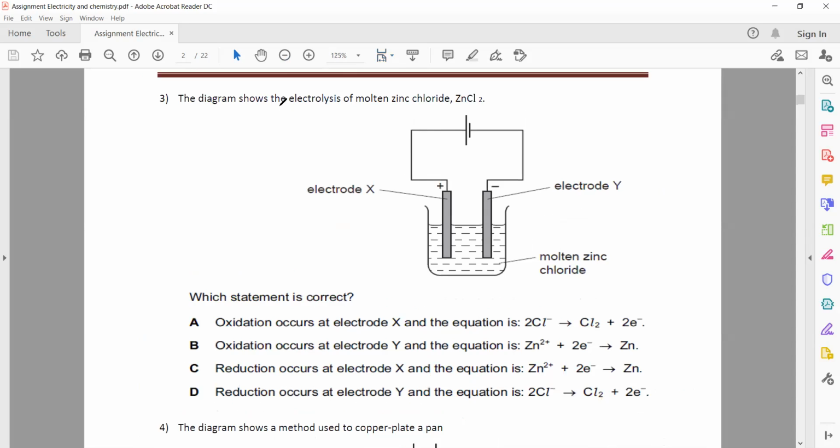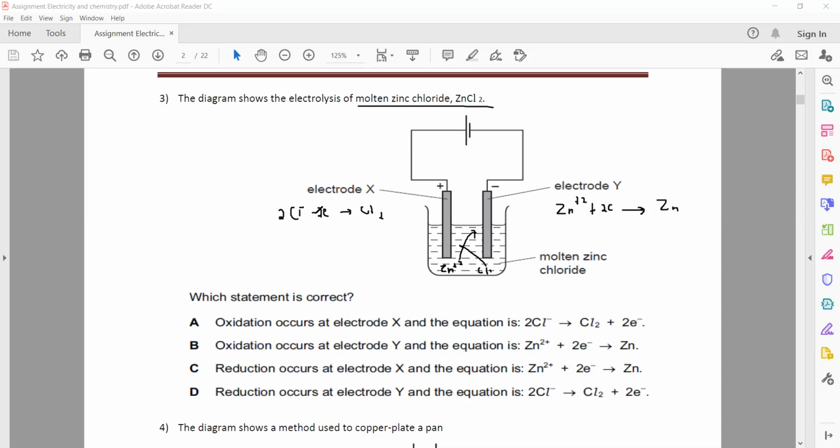Okay. The diagram shows the electrolysis of molten zinc chloride. Molten zinc chloride means there is no water. So for molten zinc chloride, what are the ions present? We have zinc ions and chloride ions. Zinc ions are attracted towards electrode Y, the cathode. So zinc ions will take 2 electrons and change into zinc atom. And chloride ions are attracted towards the positive terminal, the anode. They will lose 1 electron and change to a chlorine atom. When 2 chloride ions are there, they will lose 2 electrons and form chlorine gas.